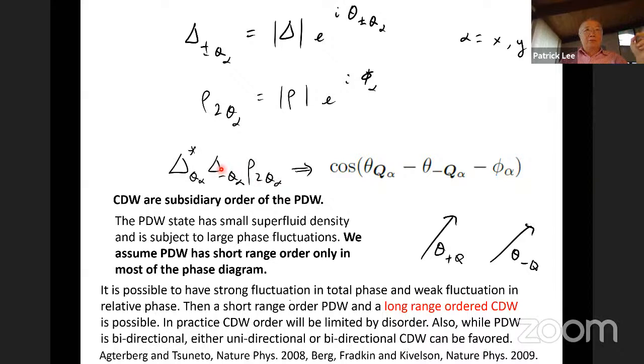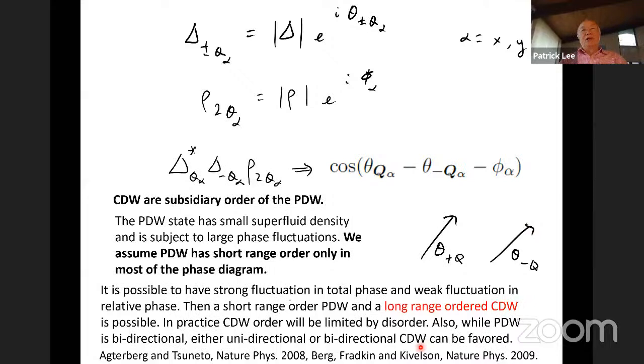Let's say that this is the phase of the plus q, and this is the phase of the minus q. Each of them is fluctuating wildly, but the relative phase may be locked. In that case, we have a disordered pair density wave, but an ordered charge density wave. So this is allowed. It's even allowed that I could have a bidirectional pair density wave that generates a unidirectional charge density wave.